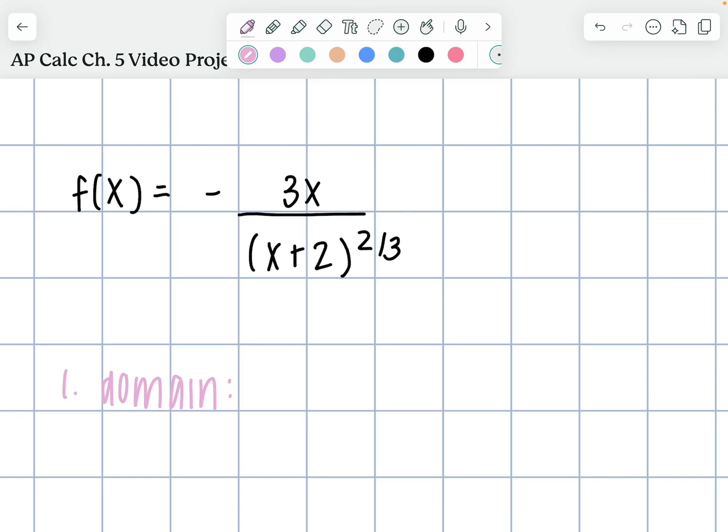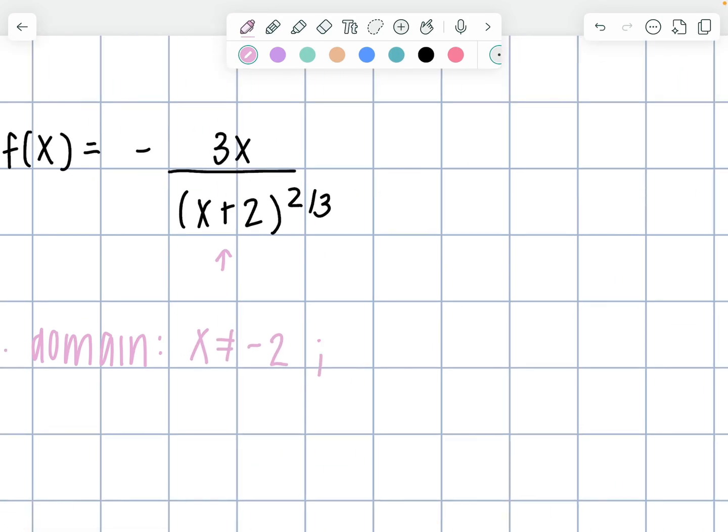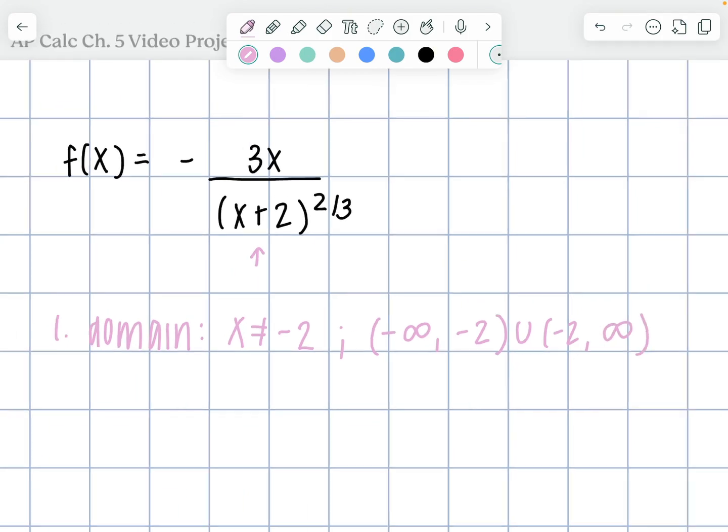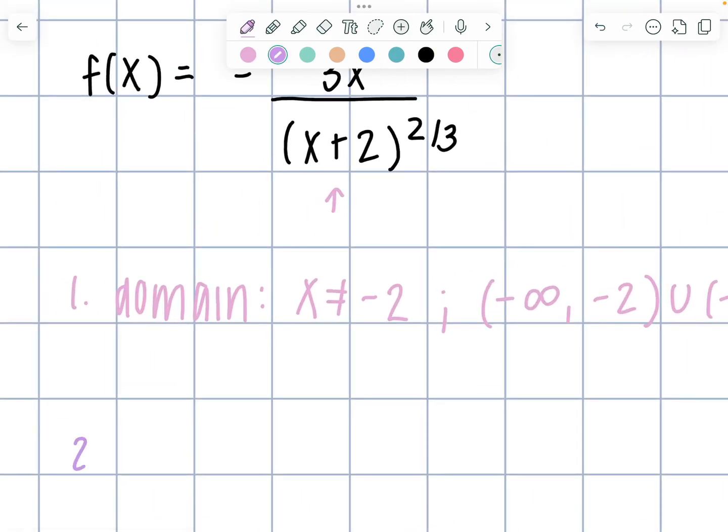Because our function is a fraction, we cannot let the denominator of this fraction equal 0. This would occur when x equals negative 2. Therefore, our function is continuous everywhere besides x equals negative 2. In other words, our function is continuous from negative infinity to negative 2 and negative 2 to positive infinity. At this value, x equals negative 2, there is a discontinuity.